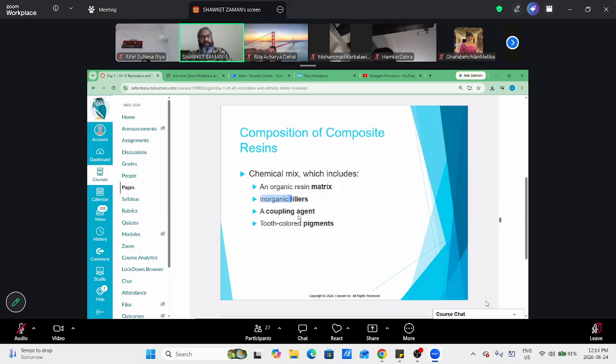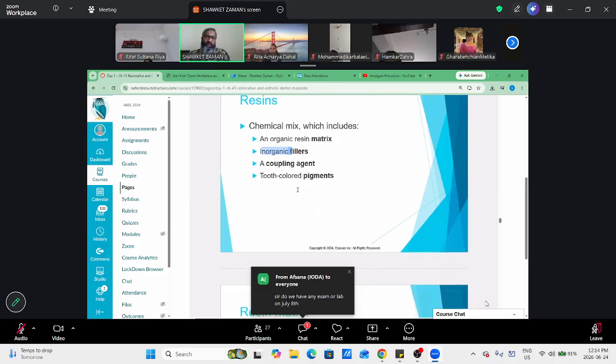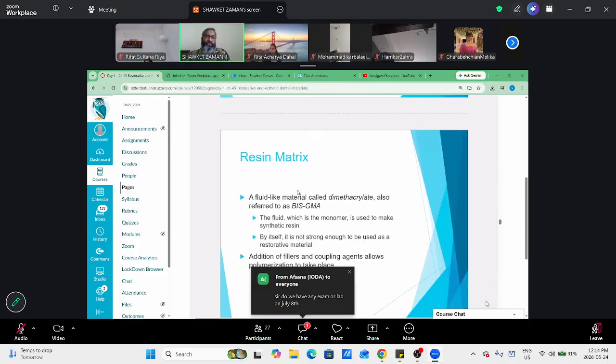And there will be some pigments, because it is a tooth color match material, so it will be pigmented. So the pigments, coupling agents, inorganic fillers, and the organic matrix are the ingredients present inside the composite filling materials as a chemical mixture. Now the next is, what are those mixtures? The resin matrix comes in the form of bis-GMA, or we call it dimethyl methacrylate. These materials are used for resin purposes.